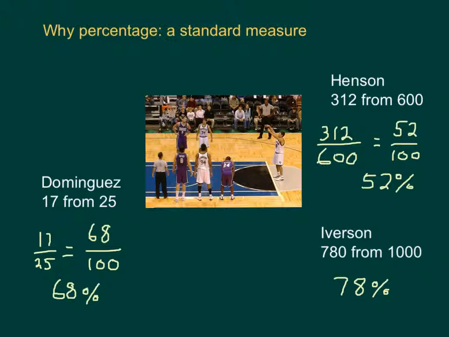And in the same way, 780 from 1,000 would mean I'm making 78 for every 100. And now I've got a standard measure. I can see, well, Iverson makes the highest proportion, and then it's Dominguez, and then it would be Henson.